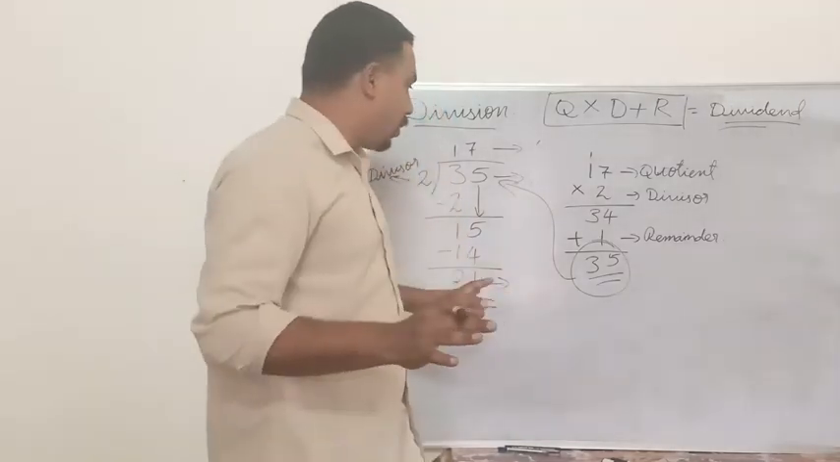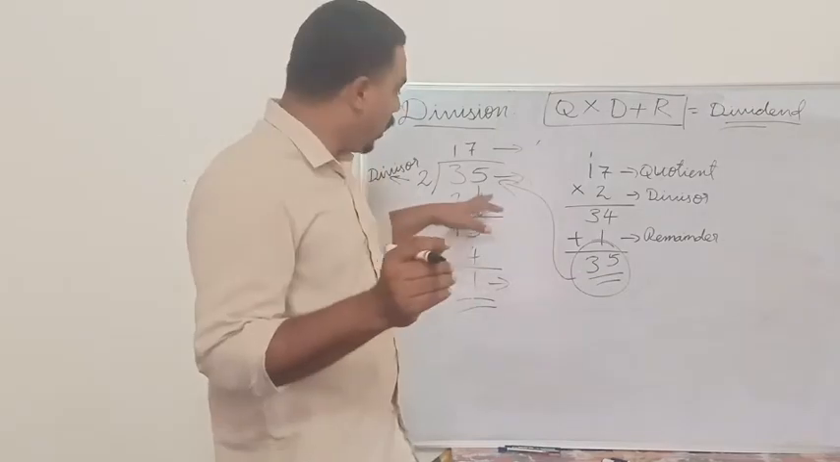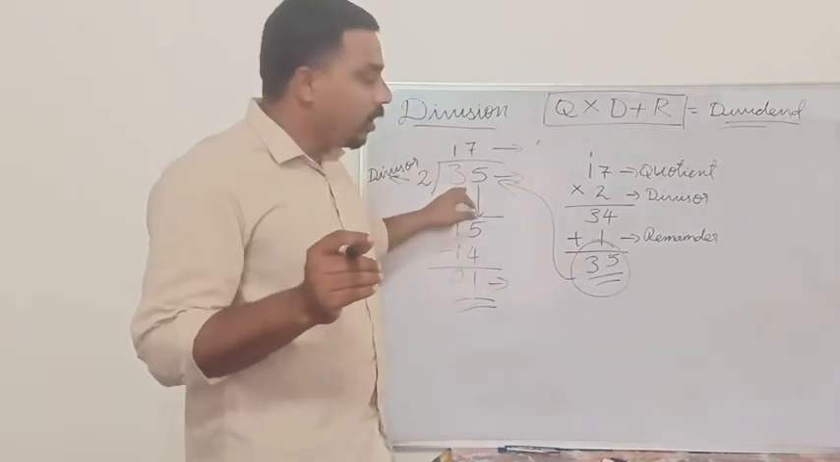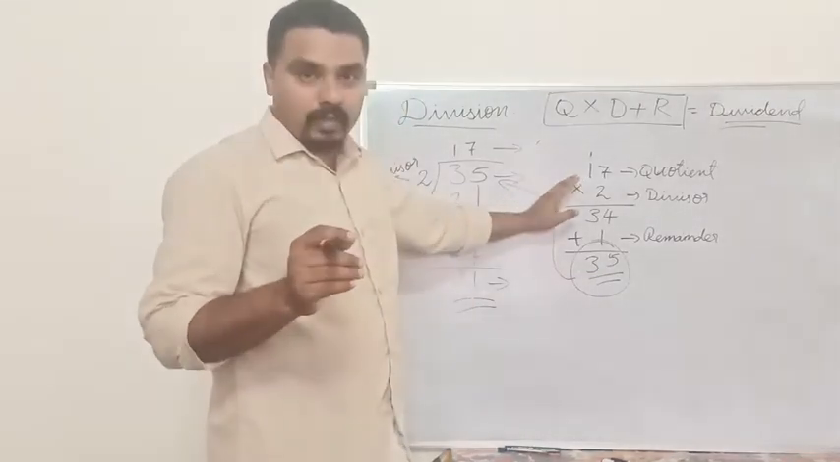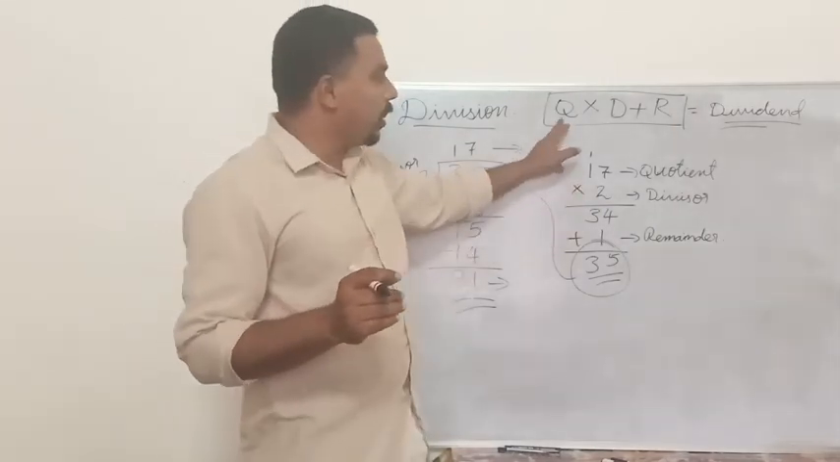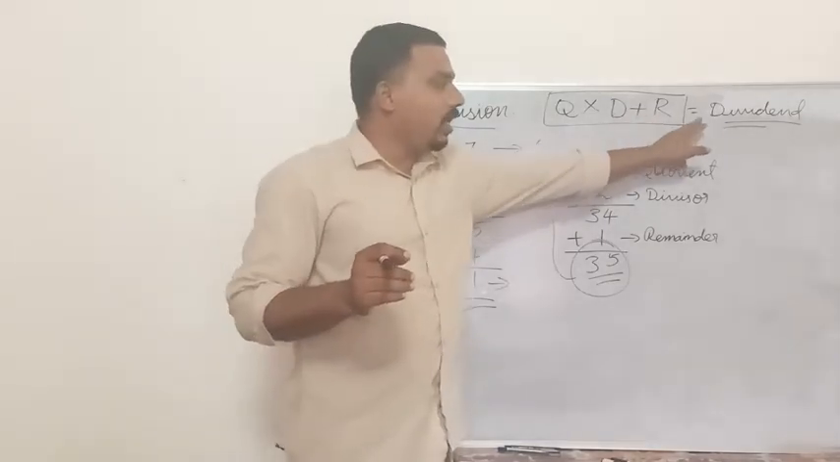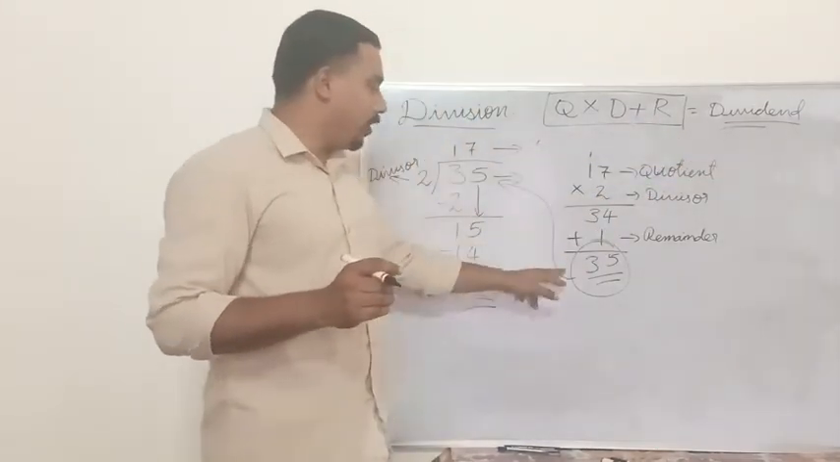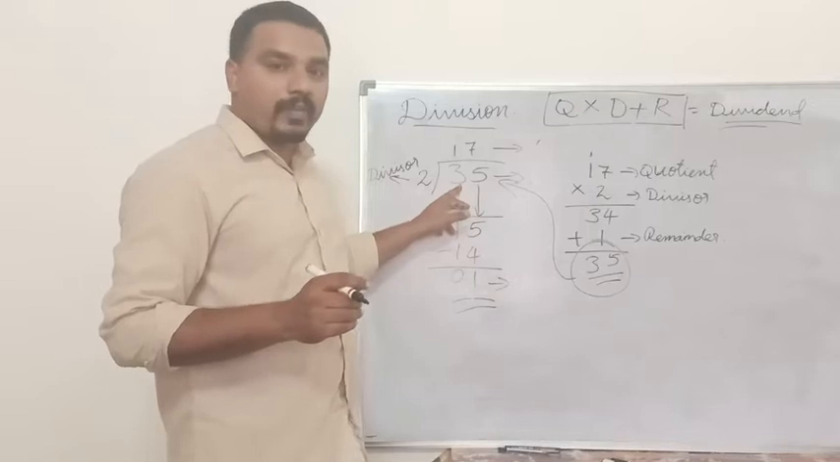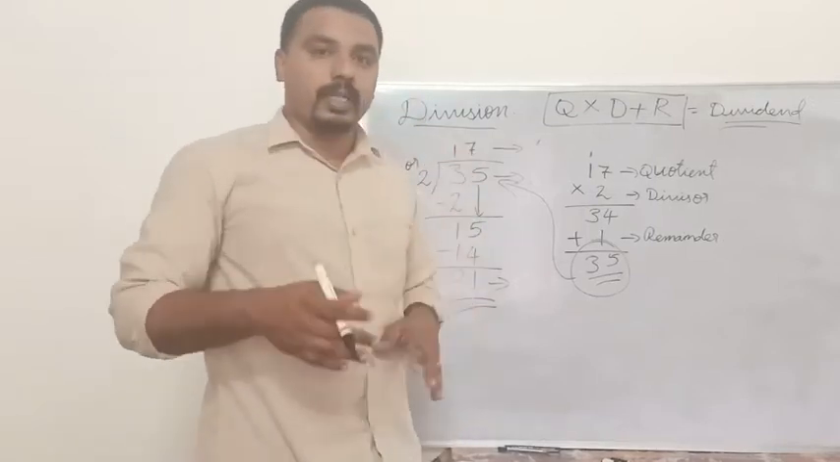Whatever the number, if it is big digit to small digit, and you have any doubt whether the division is correct or not, please check it by multiplication. So what are the things you have to multiply? Quotient multiplied by divisor plus remainder is equal to what? Dividend. If you are not getting the dividend, that means your division is wrong. So you have to check it again.